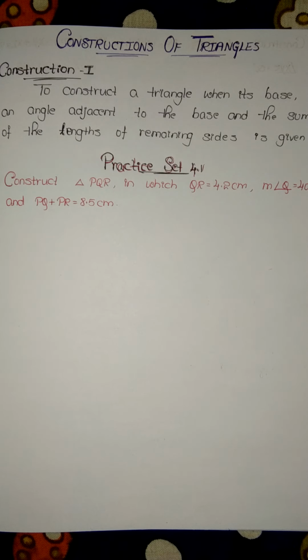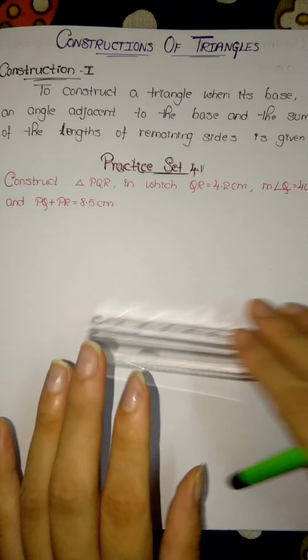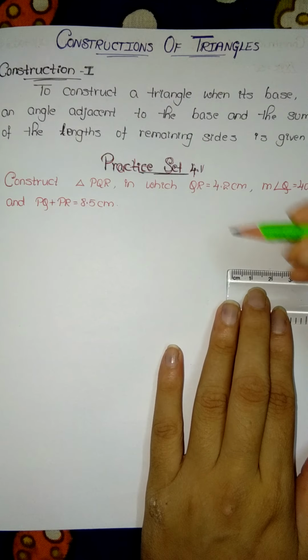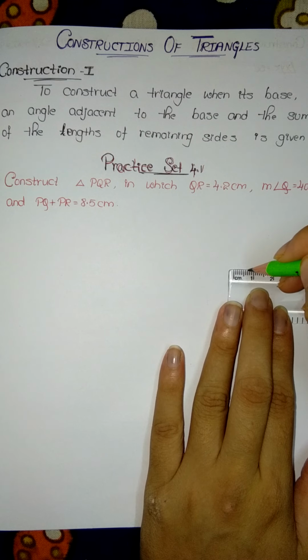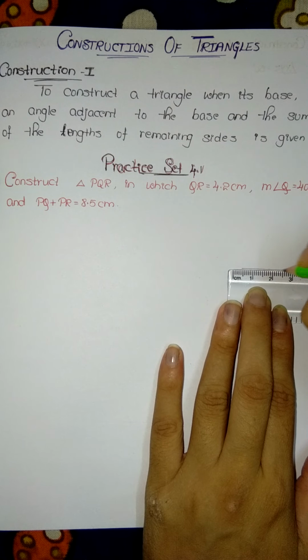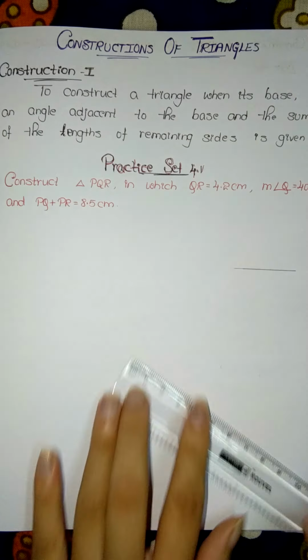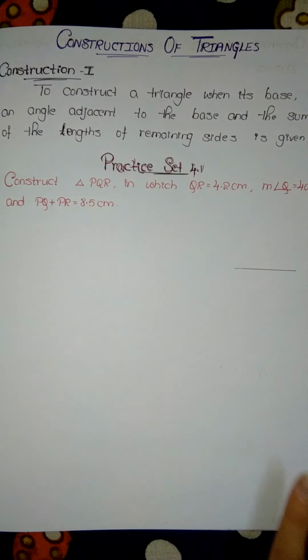Practice set 4.1, first question. Construct triangle PQR in which QR equal to 4.2 centimeter, measurement of angle Q equal to 40 degree, and PQ plus PR is equal to 8.5 centimeter. So here, first draw a rough diagram. The rough diagram is like this: the base is QR and one angle is given, that is 40 degree.